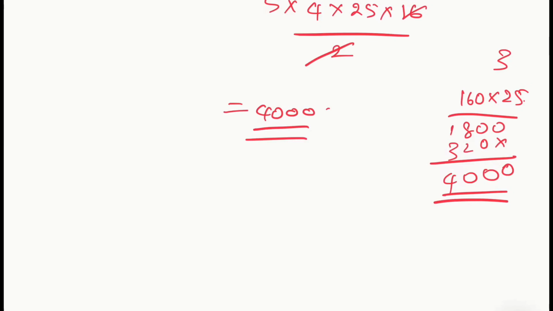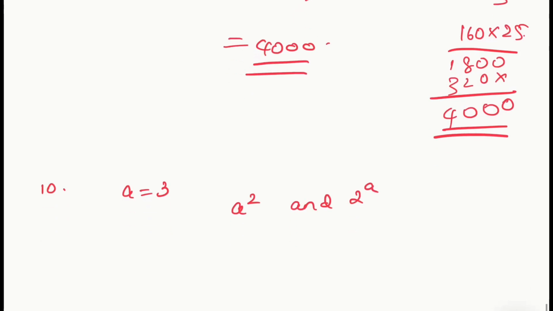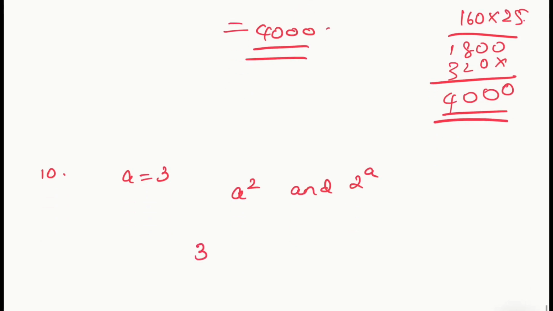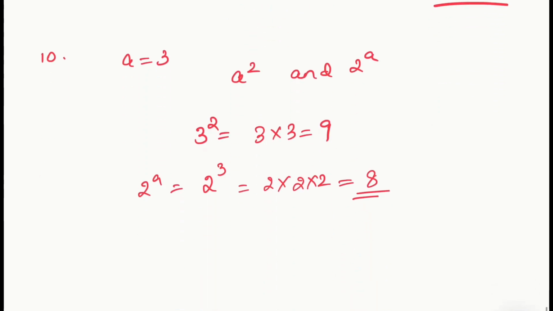So similar way you can complete the next two sub questions in that main. Coming to the 10th main, if a is equal to 3, find the value of a square and 2 to the power of a. So what is a square? A square is 3 square, right? 3 into 3 equal to 9. 2 to the power of a means 2 to the power of 3. What is 2 to the power of 3? 2 into 2 into 2. That is equal to 8. 2 2s are 4, 4 2s are 8.